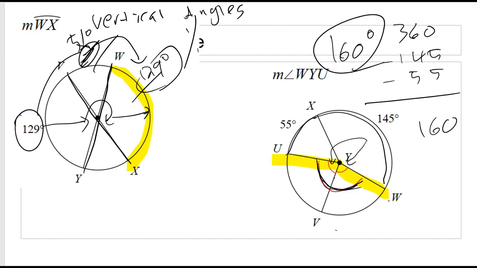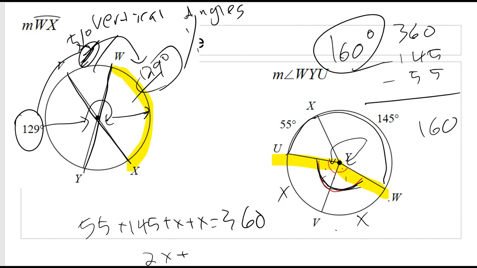Oops. It says here that this is congruent to that. These two are congruent to each other. That means whatever this is has got to be the same. So 55 plus 145 plus x plus x equals 360. I must add all four of those up. They must give me 360. So if I were to simplify this, technically 2x plus 200 equals 360. Okay? So that means 2x equals 160.